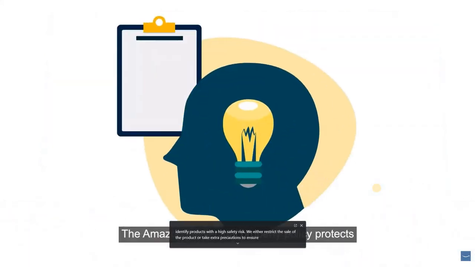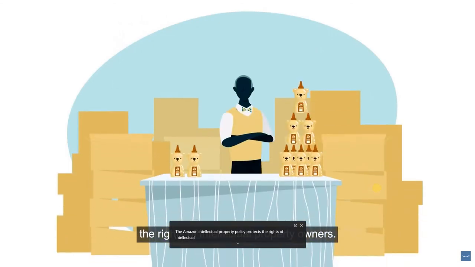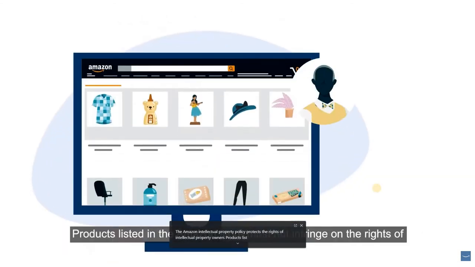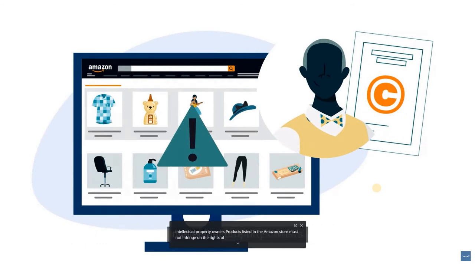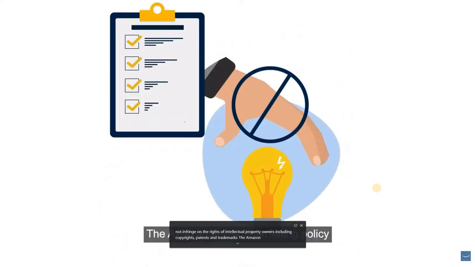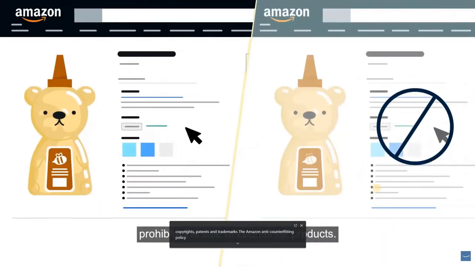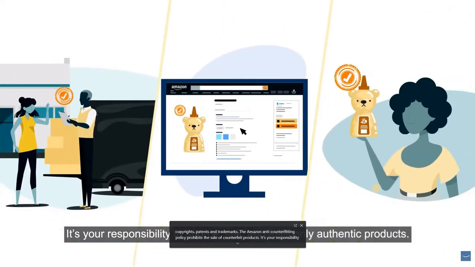The Amazon Intellectual Property Policy protects the rights of intellectual property owners. Products listed in the Amazon store must not infringe on the rights of intellectual property owners, including copyrights, patents, and trademarks. The Amazon Anti-Counterfeiting Policy prohibits the sale of counterfeit products. It's your responsibility to source, sell, and fulfill only authentic products.